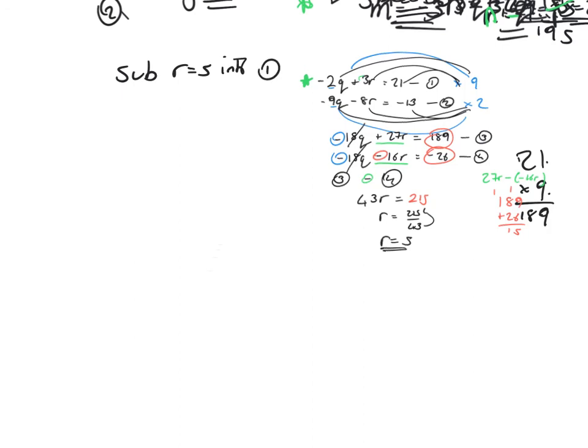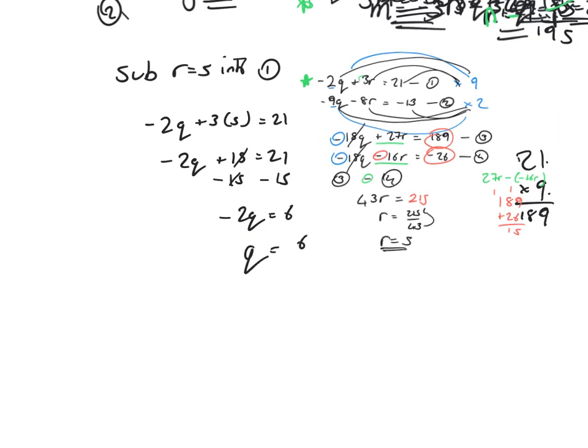So anywhere in equation 1 where I see an r, I replace it with 5. So that's going to be minus 2q plus 3 lots of 5 equals 21. Minus 2q plus 15 equals 21. 15 off of both sides. Minus 2q equals 6. Bring the minus 2 down, divide. 6 divided by minus 2, q equals minus 3. Final answer.